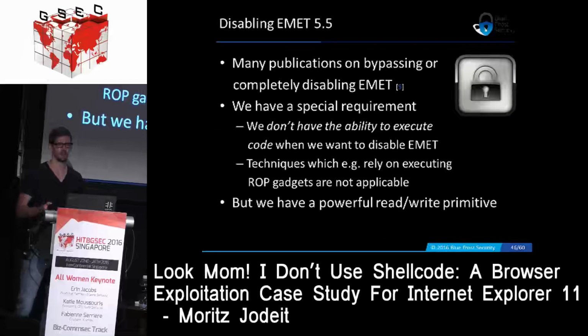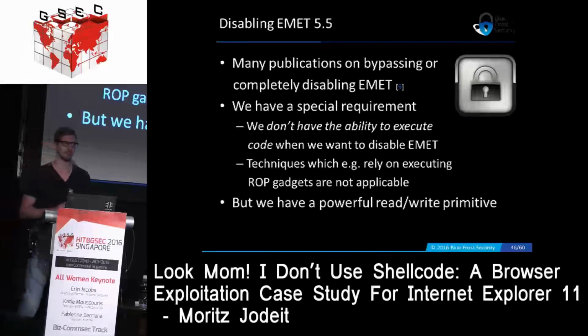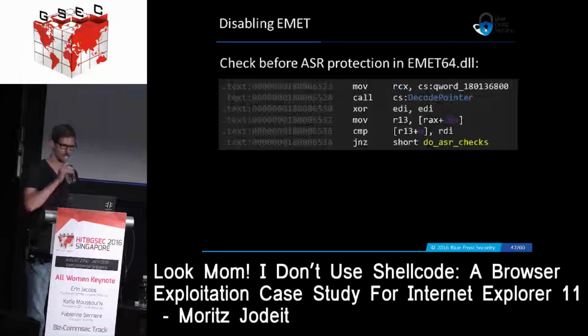EMET is actually preventing us from instantiating the ActiveX control, and only after we get the ActiveX control running do we get code execution. So we can't use any ROP gadgets, for example. However, we have our really powerful read-write primitive. So let's see if we can use that in order to disable EMET.